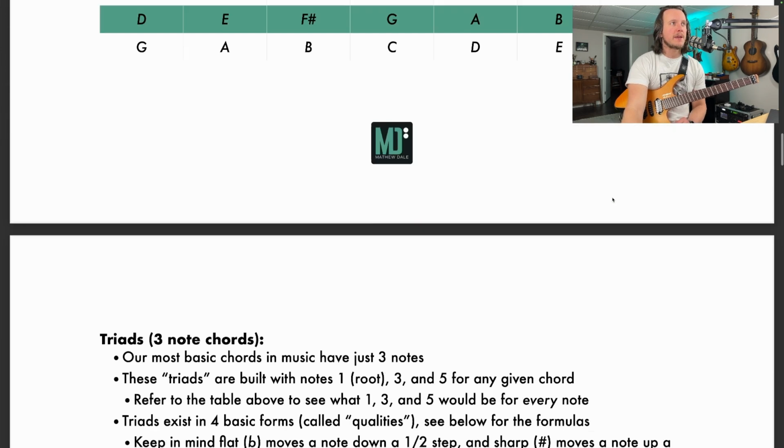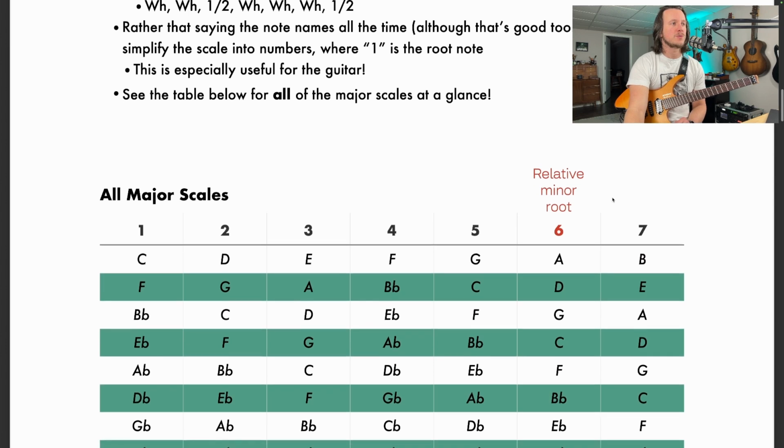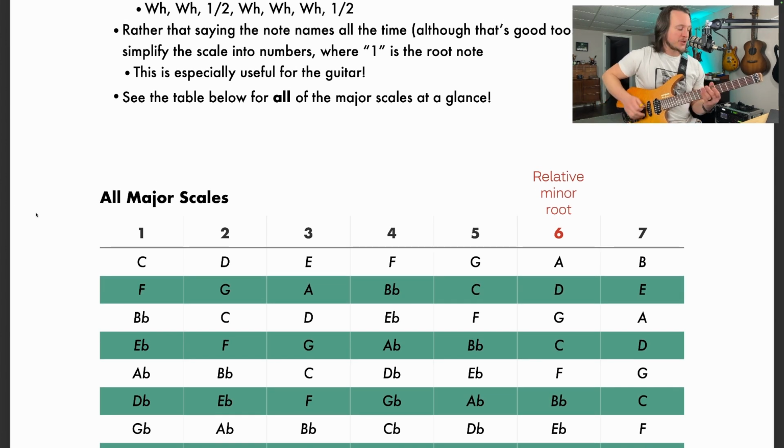So what would these be if, again, we're comparing everything to C? C major triad: C, E, G. C minor triad: 1, flat 3, 5, C, E flat, G. C diminished triad: C, E flat, G flat. And C augmented triad: C, E, G sharp, 1, 3, sharp 5.